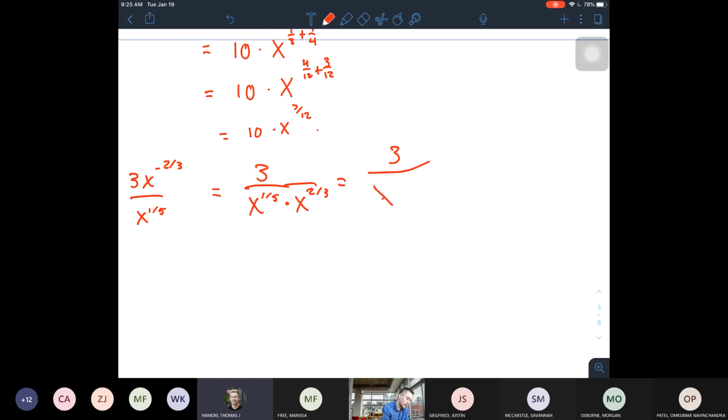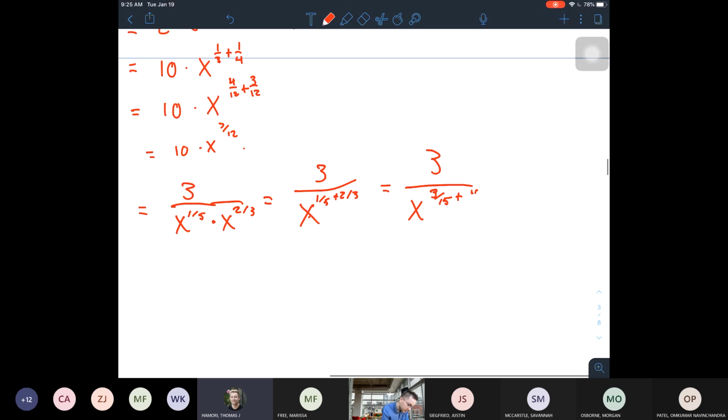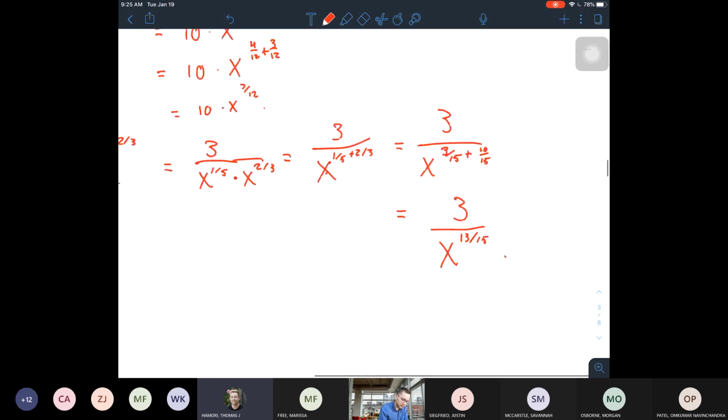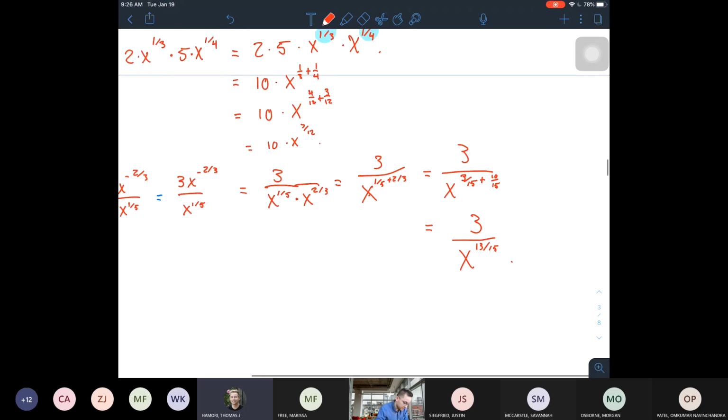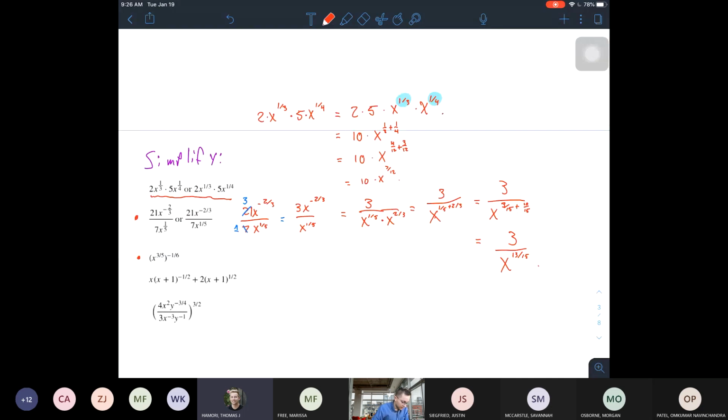So we'll take 3, we'll get x to the power 1/5 plus 2/3, which is 3 divided by x to the power, get a common denominator of 15. 3 over 15 plus 10 over 15 equals 3 divided by x to the power 13 over 15. That's how I would choose to write that one. Yeah, we're going to write it like this. I don't want to throw in too much confusion too fast. So that's where I'd call it done for now.